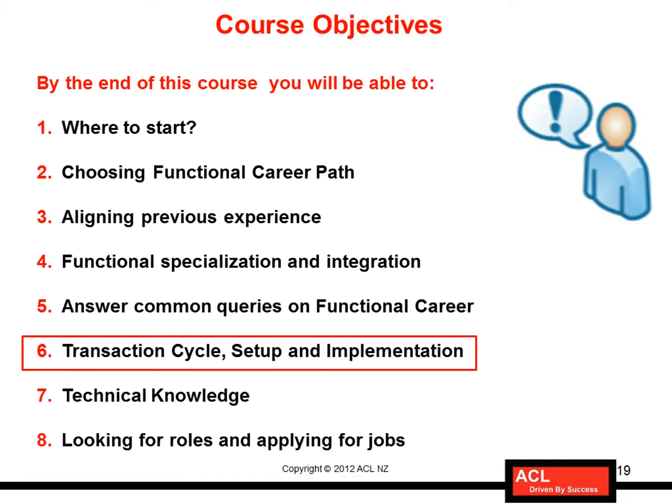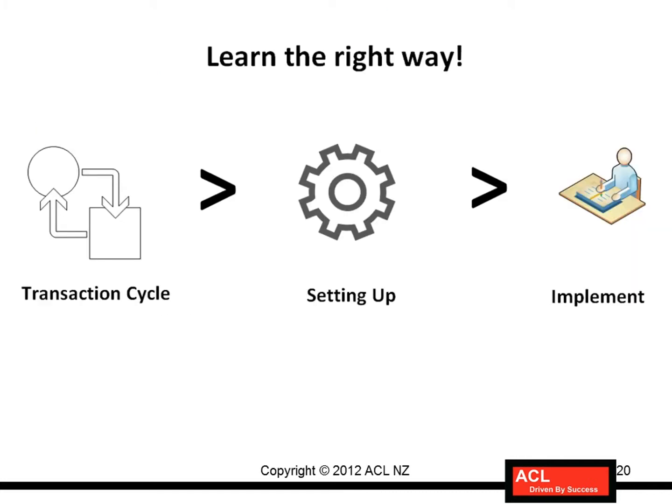You will come to this step once you have identified a specific business process flow that you would like to specialize in and to make your Oracle functional career in it. Having said that, you should first start by learning the transaction cycle of that business process flow. For instance, if you have identified procure to pay as the business process flow that you would like to specialize in, then the first thing that you should learn is the transaction cycle.